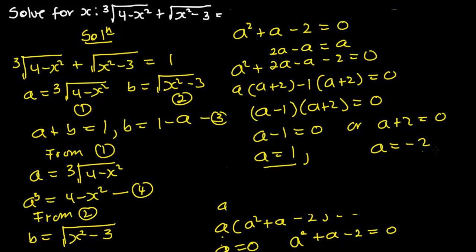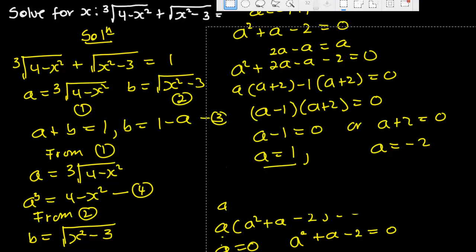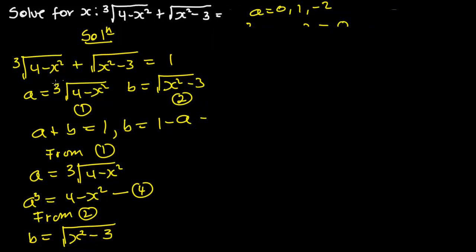So let us use these answers to solve for x from this equation, equation 1. Now let me rewrite the answers here. So we had a to be equal to 0, 1, and then negative 2. So let me clean this side. Now from equation 1, we have a to be equal to the third root of 4 minus x squared.